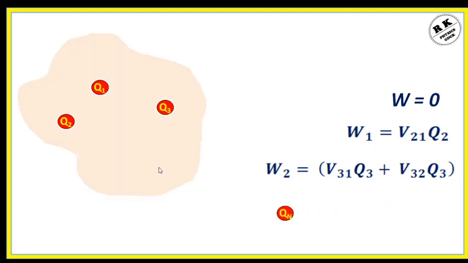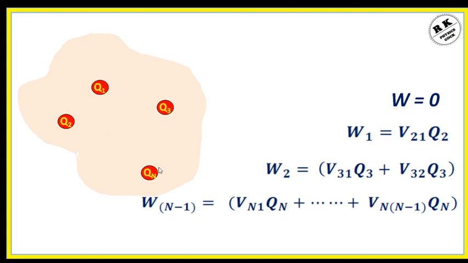If we bring the last charge Qn into this field, it may be brought in straight. It doesn't make any difference whether it comes straight, or in a circular path, or in any other zigzag path. So the work done is equal to Vn1 Qn plus Vn2 Qn and so on up to Vn(n minus 1) Qn. So these are the work done.